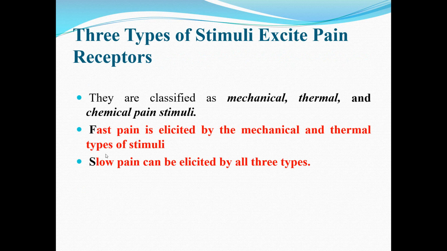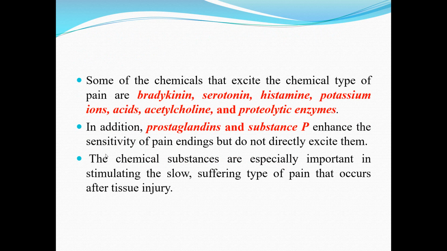So there are three types of stimuli which can excite the pain receptors: mechanical, obviously; thermal, heat as well as extreme cold; and then chemical. Remember that the fast pain, the sharp pain, is always acute pain. These types of pain are elicited by the mechanical and thermal types of stimuli, whereas the slow pain can be elicited by all three types, but most of the time by chemicals.